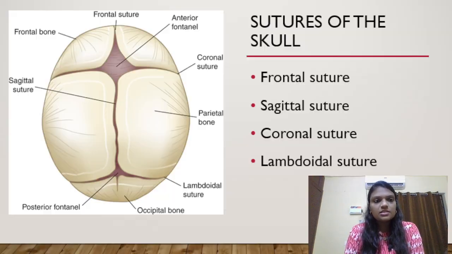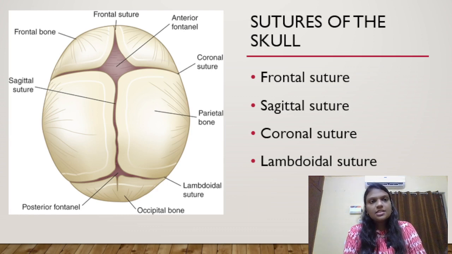First we will start with the various suture lines of the fetal skull. The suture line between the two frontal bones is known as the frontal suture. And the suture line between the two parietal bones is known as the sagittal suture. The suture line between the frontal bone and the parietal bone is known as the coronal suture. Whereas the suture line between the parietal bone and the occipital bone is known as the lambdoid suture. These are the four clinically significant suture lines of the fetal skull.